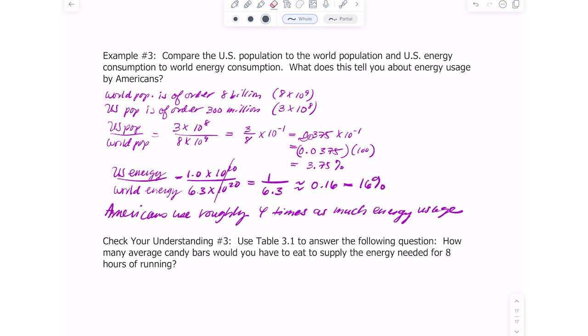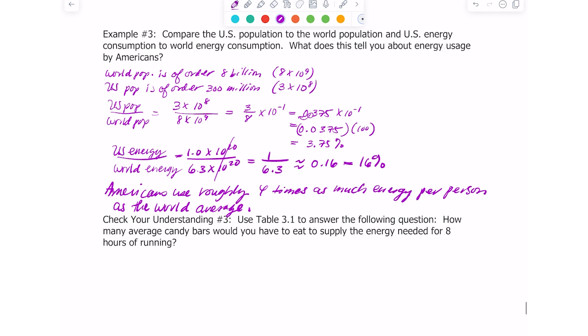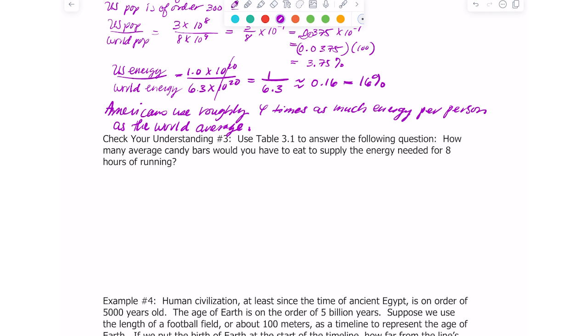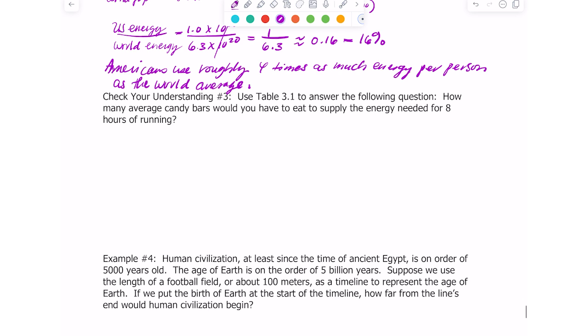We can just say use 4 times as much energy. We don't have to say usage. Per person as the world average. Okay, you can try the next one on your own. That's kind of a fun one to do. And you can use the table to figure that out.